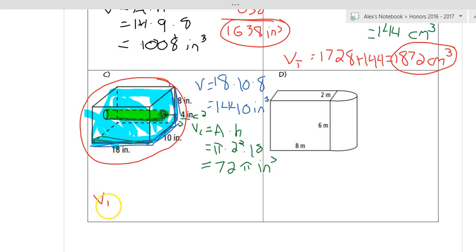That cylinder has been removed. So the total volume is going to be 1,440 minus 72 pi. And when I subtract those, I get about 1,173.8 inches cubed.